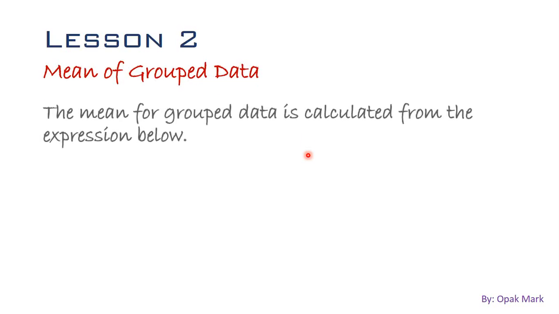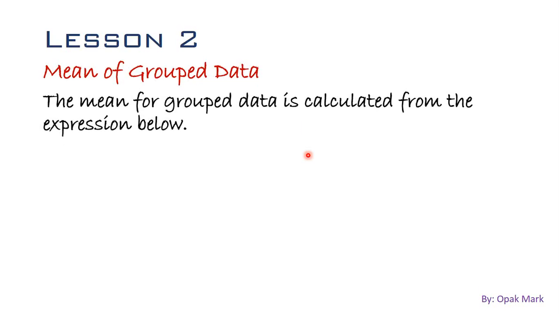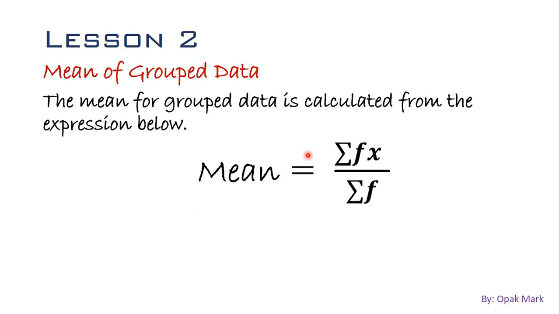In this lesson, we are going to look at the mean of grouped data. To get the mean of grouped data, we shall calculate it from this expression below. That is, mean is equal to the summation of fx divided by the summation of f, where x is the class mark or the mid mark and f is the frequency.